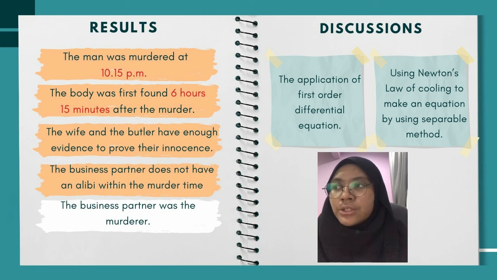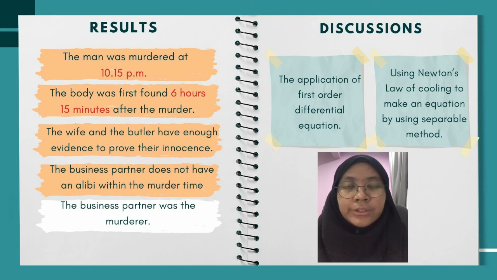For the discussion, to solve this case study, students should also know the application of first order differential equations. The question provided a cooling heating problem, and it was important to use Newton's law of cooling to make an equation. By using the separable method, we can use the equation to substitute boundary condition 1 to find the value of A, and substitute boundary condition 2 to find the value of k. After finding both of the values, we can use them to find the time of murder and to reveal the murderer. That's all from my part. Thank you.